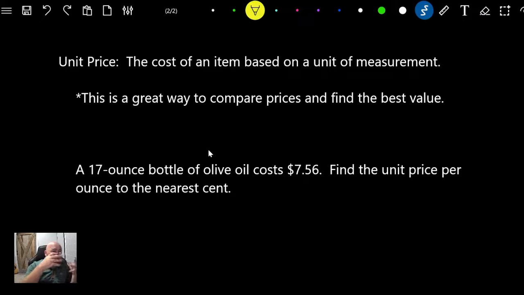Should I buy the name brand peanut butter? Should I buy the off-brand peanut butter? Should I buy the big jar of peanut butter? Should I buy the small jar of peanut butter? And when you understand unit price, you'll understand which one is the best price.